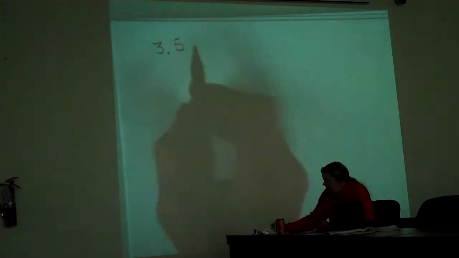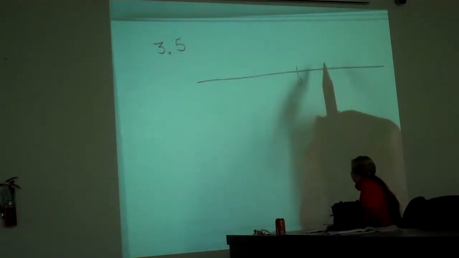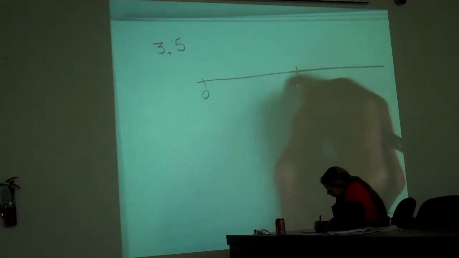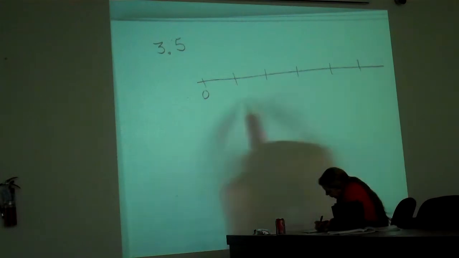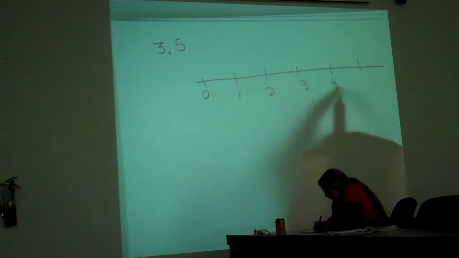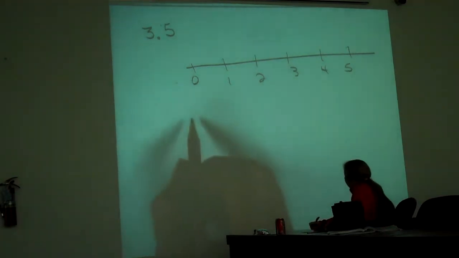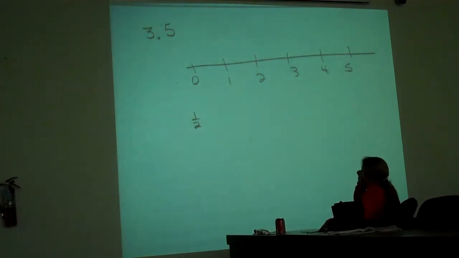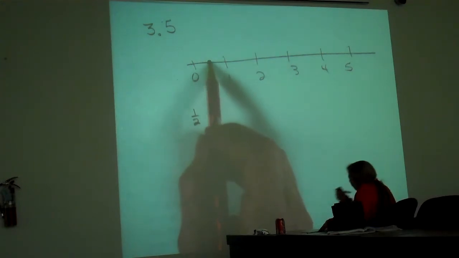If you're going to put a fraction on a number line, well, they actually start with 0 over here. One, two, three, four, five. Okay, putting a fraction on a number line, where would you put, like, 1/2? Between the 0 and the 1. It would be a dot.